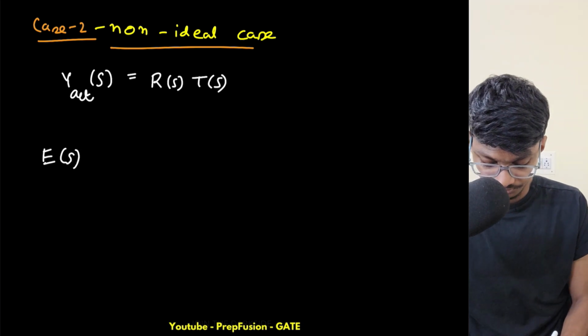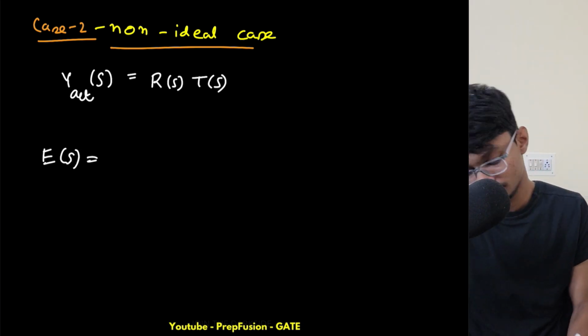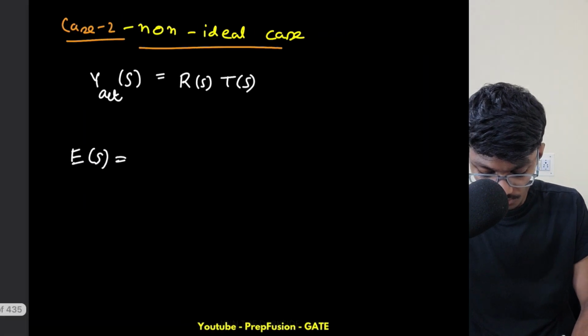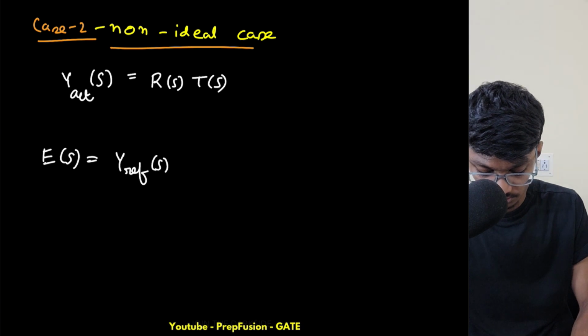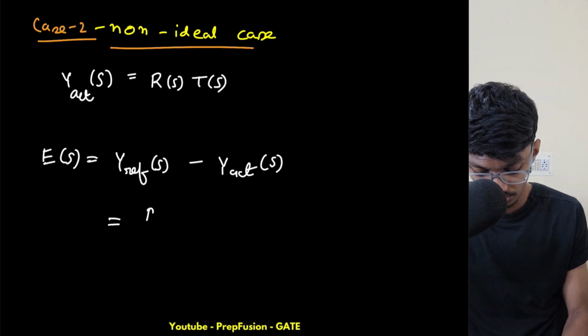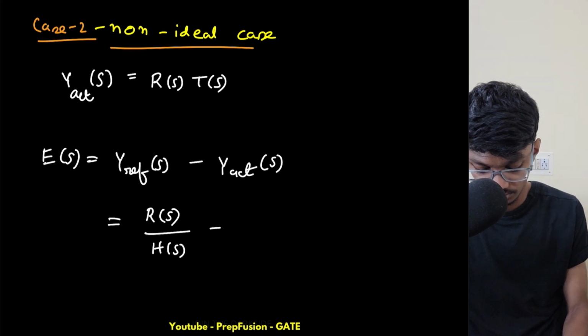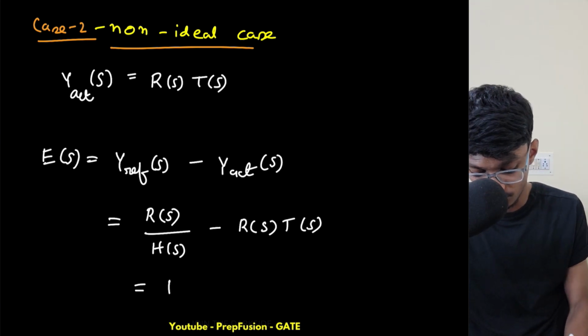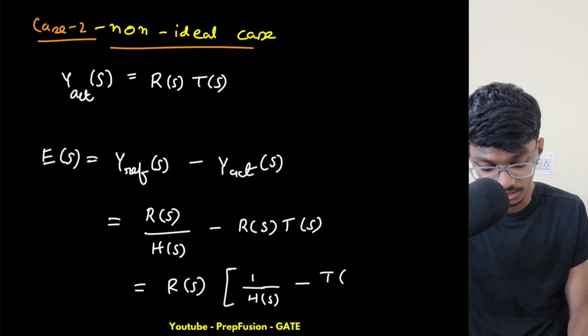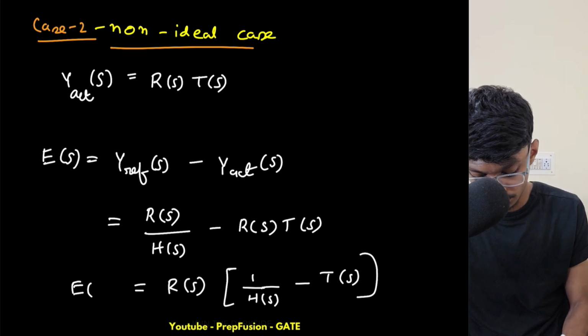So what will be my error signal? Error signal will be y reference of s minus y actual of s. So it becomes r of s by h of s minus r of s into t of s. Now you can take a common r of s, and this is 1 by h of s. You could have directly written this if you want to remember it, or you can derive it also. This is e of s.